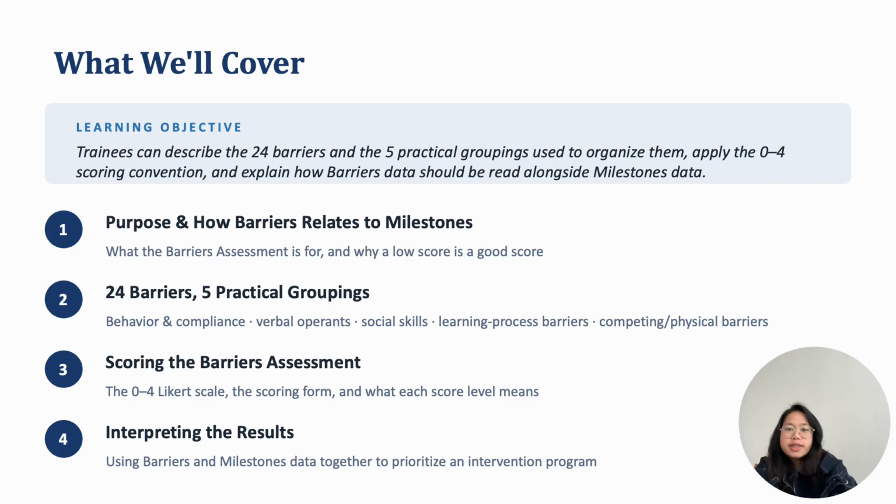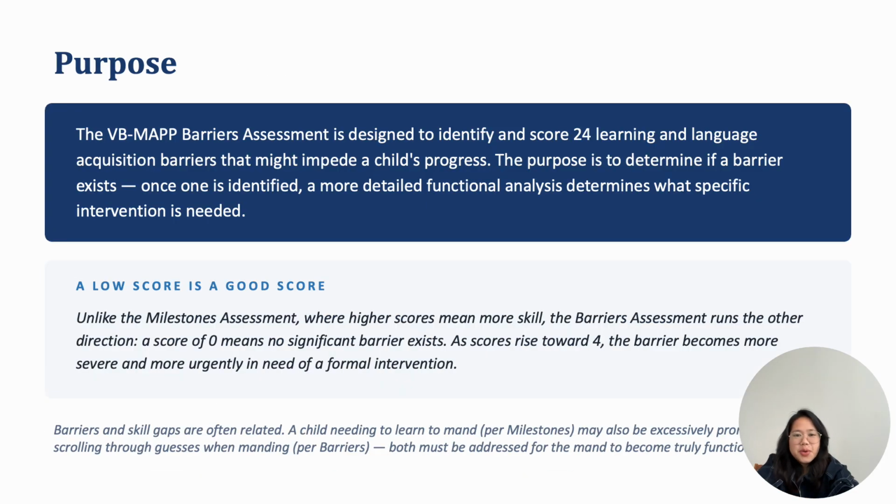So the barriers assessment is designed to identify and score 24 learning and language acquisition barriers that might impede a child's progress. Its purpose is simply to determine whether a barrier exists, and once one is flagged, a more detailed functional analysis is what actually determines the right intervention.